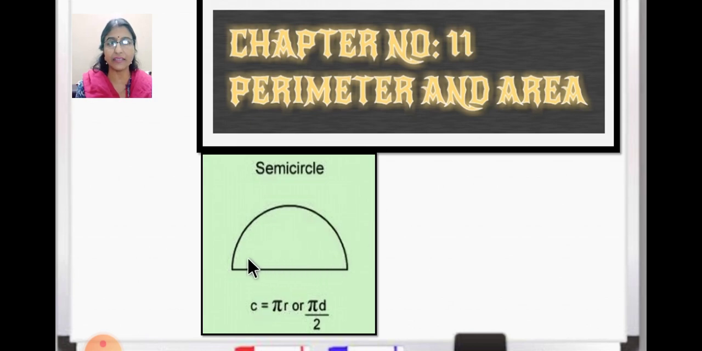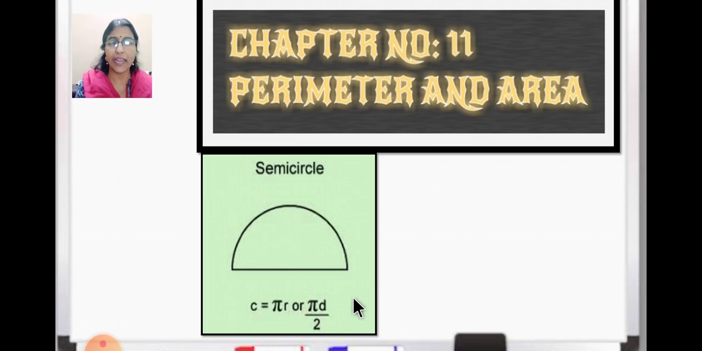Today we will do some word problems based on circumference of a semicircle. You can see this is a semicircle which is half of a circle, and the circumference of a semicircle will be pi r. As you know, the circumference of a circle is 2 pi r. So for a semicircle, 2 pi r will be divided by 2. So you will get the formula pi r, or you can also write pi d upon 2. In place of r we can write d upon 2 because r is equal to diameter upon 2.